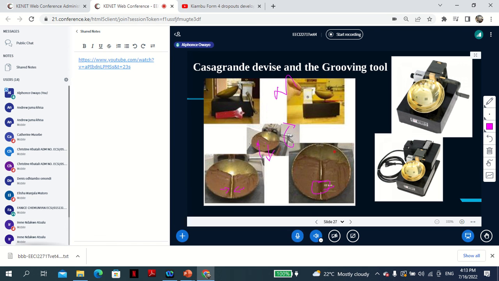So I've explained that. This can be done manually with the Casagrande tool, where you rotate manually, or there are electrical machines. You can use electricity or do it manually, whichever way. It depends on the level of sophistication of your equipment.